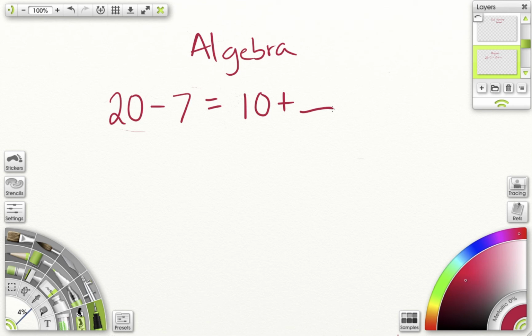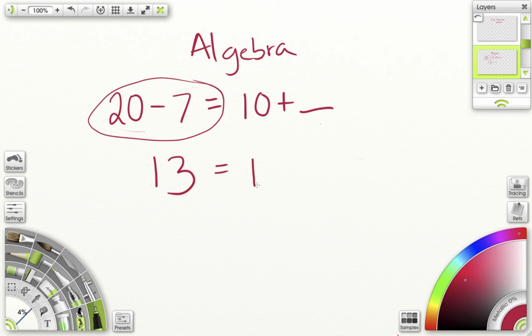Here's the thing. We can still solve this pretty easily. First of all, I don't know this side, so I'm just going to toss it aside for now. I'm going to focus on the side of the equal sign that I do understand, which is this side right here, because I can figure out what 20 minus 7 is pretty easily. So what is 20 minus 7? 20, 19, 18, 17, 16, 15, 14, 13. 13 is equal to 10 plus blank.